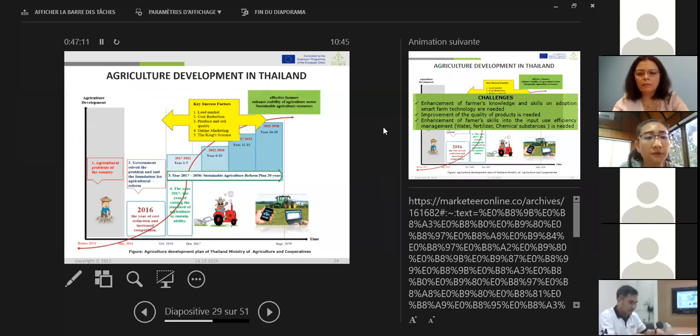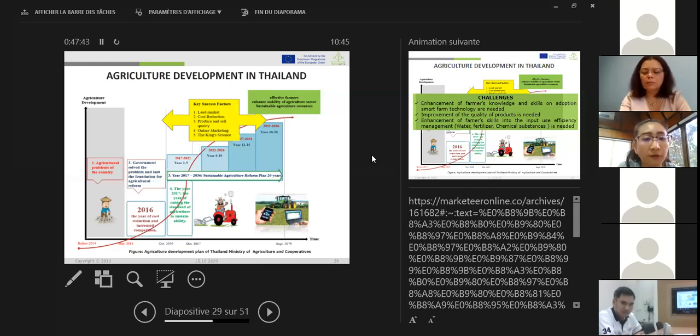The key success factors are lead market, production cost reduction, improving the quality of agricultural productivity, creating online marketing, and applying the King's theory in agriculture production to build effective farmers, enhance stability of the agriculture sector, and maintain sustainable agriculture resources using the technologies.